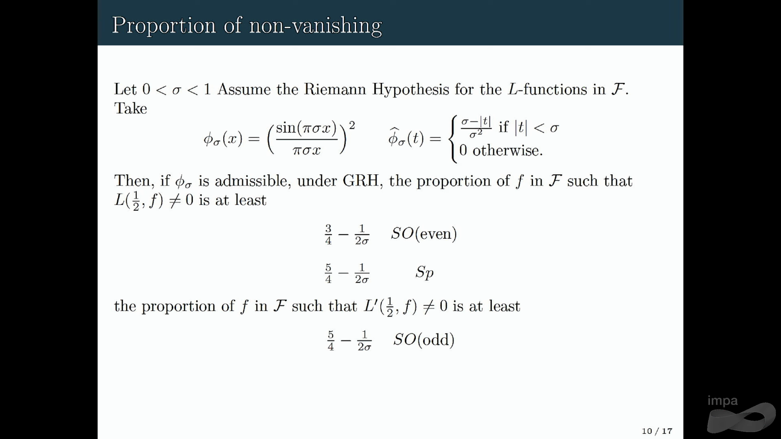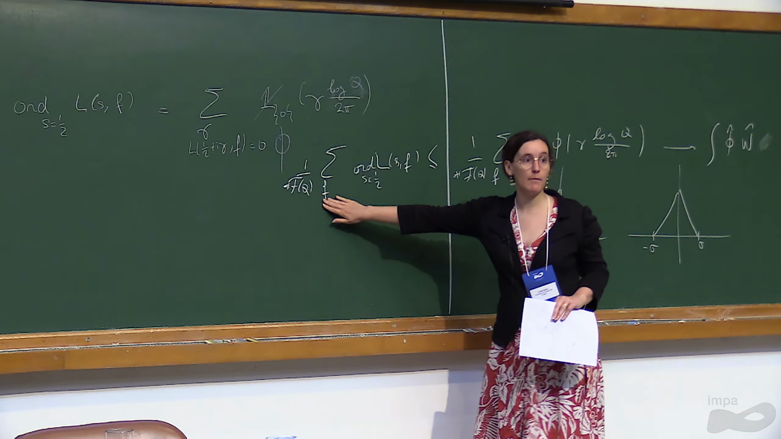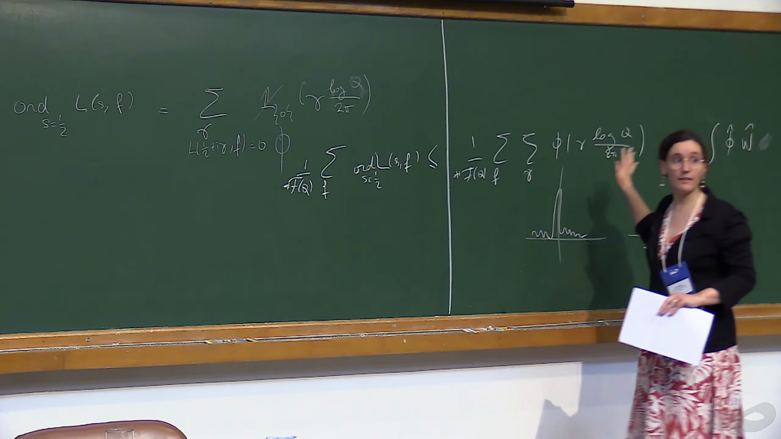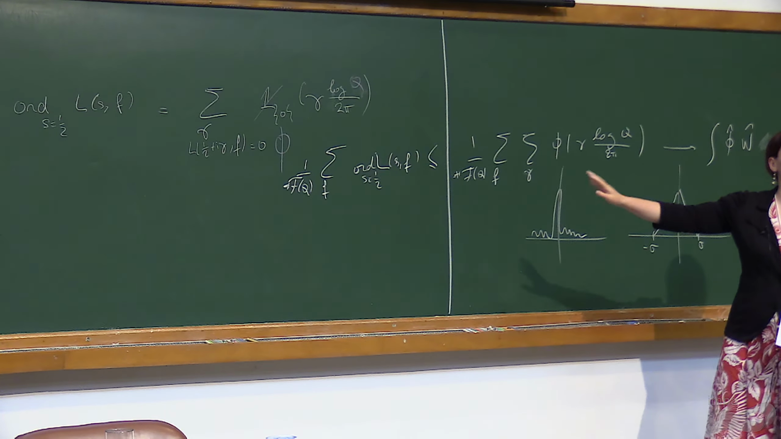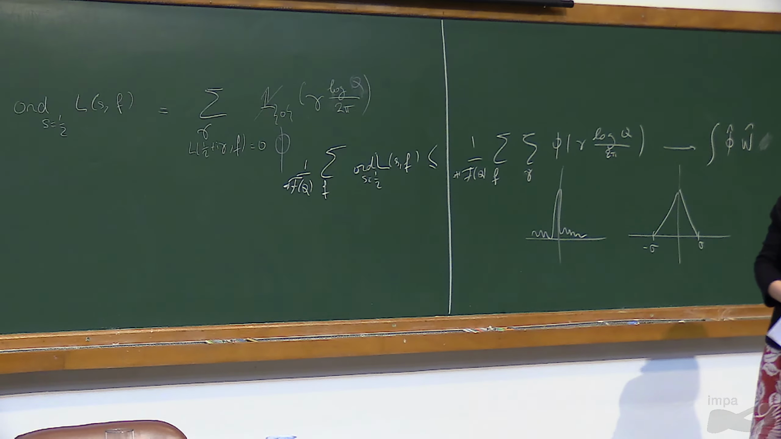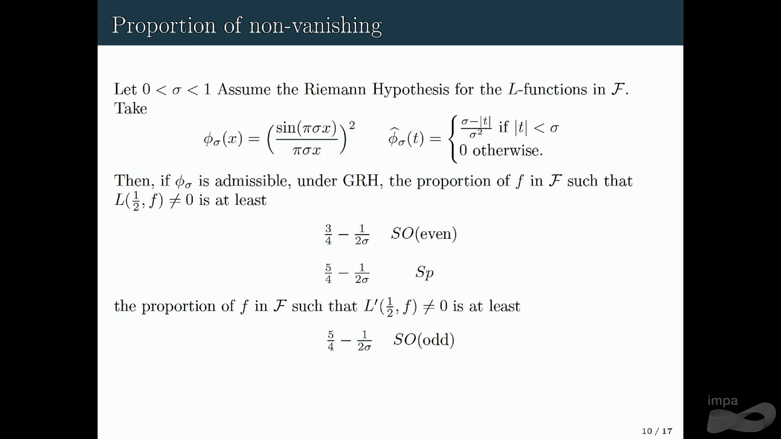So if I know this, if I'm summing over a family where I know this is even, then I just need to know that this average is smaller than 2 to know that there is a positive proportion of non-vanishing. So we get that the proportion of non-vanishing for the SO even case is going to be this 3/4 minus 1/2 sigma. And in the symplectic case, it's always better because of this repulsion of zeros.